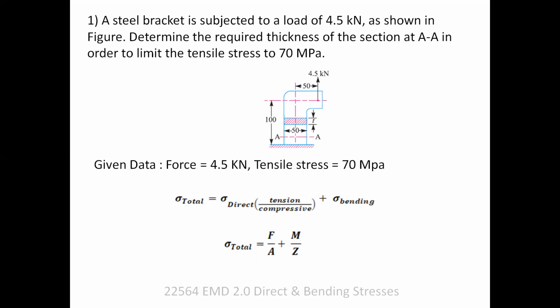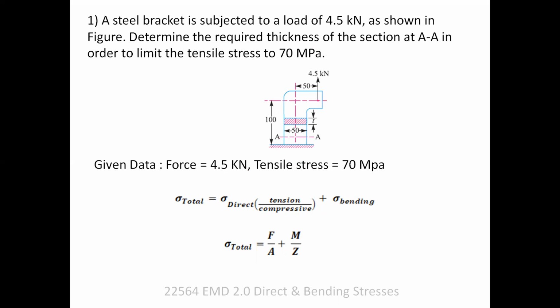Now, as far as the given data is concerned, there is a force of 4.5 kilonewton and a permissible tensile stress of 70 megapascal. Here, the 4.5 kilonewton is not exactly passing through the axis of section AA. It has some eccentric distance, 50. So this is a problem of direct and bending stress.